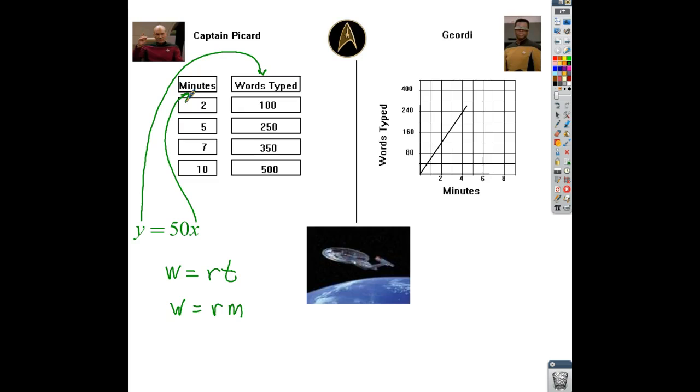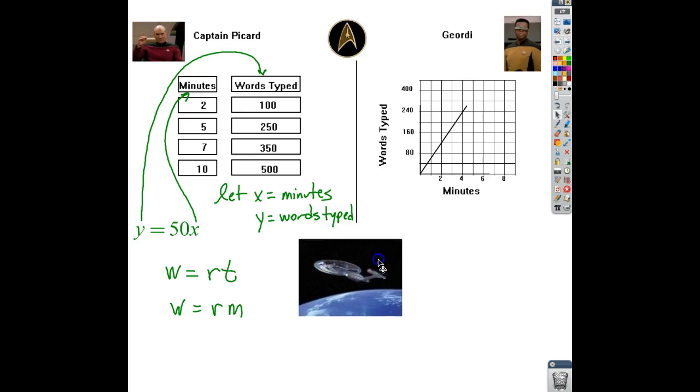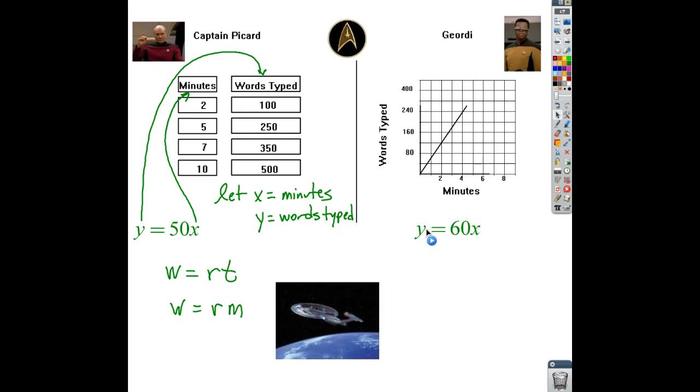And what I really should do is say something like let x equal minutes, and then y equal words typed. Okay, then I don't have to really worry about it. So we found the unit rate and then we plugged it into an equation. Now let's talk about Geordi here.